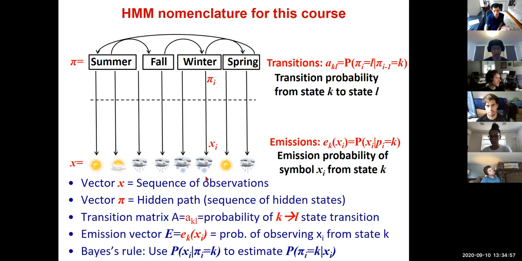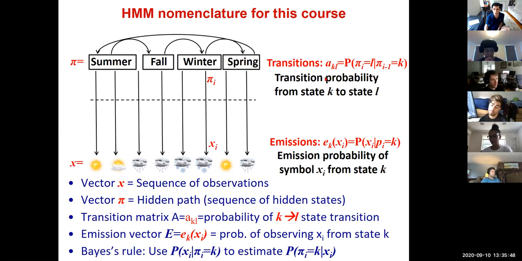And these emissions are going to be governed by an emission probability vector. This is going to be giving us the probability of observing the character that we have at position i, and in the genome, this could be, I don't know, a letter G, given that the hidden state is promoter or intron or exon and so on and so forth, okay? So that's the probability of observing the character which is found at position i of my sequence, namely the character xi, given that the state at position i is in fact hidden state k. And we're going to denote that either p of xi given pi i equals k, or the emission probability from state k of character xi. That's the emission probability of symbol xi from state k.